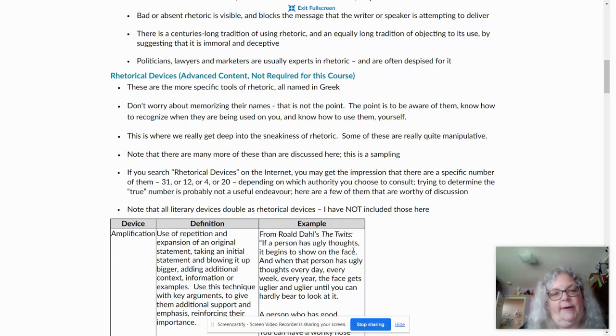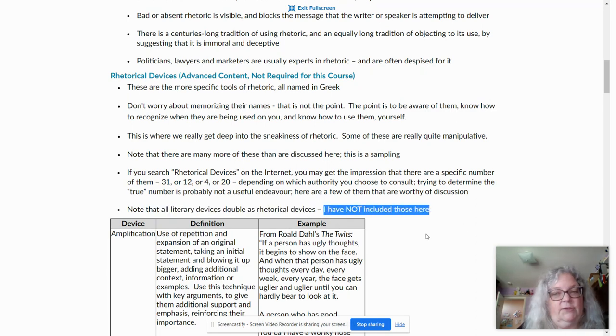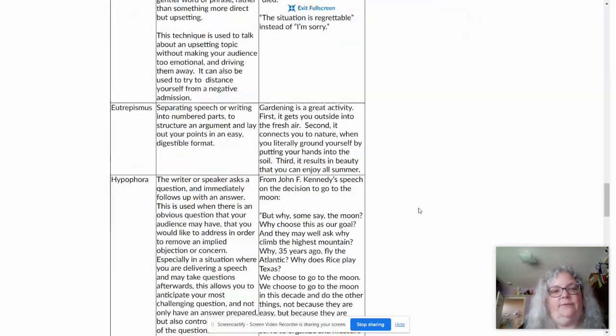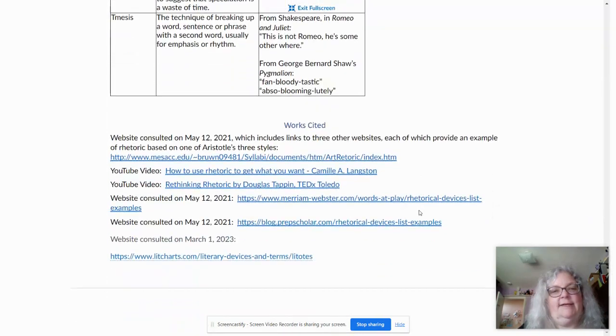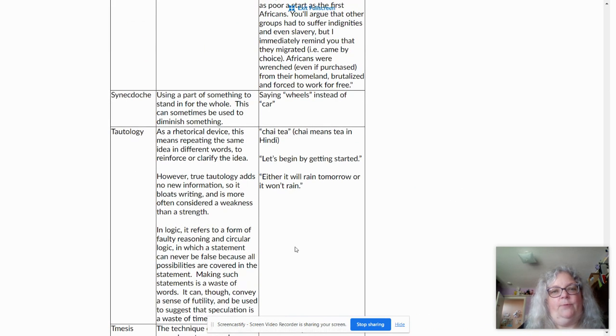And one thing I want to throw out here, all literary devices double as rhetorical devices. They all help to deliver your message. So keep that in mind. And that is a set of tools that are already kind of in your toolkit. I've not included those here, but we've already talked about them. So you can always keep those in mind. And then we can see that this is a really, really long list. And here are some of the things that I consulted in order to make my point.